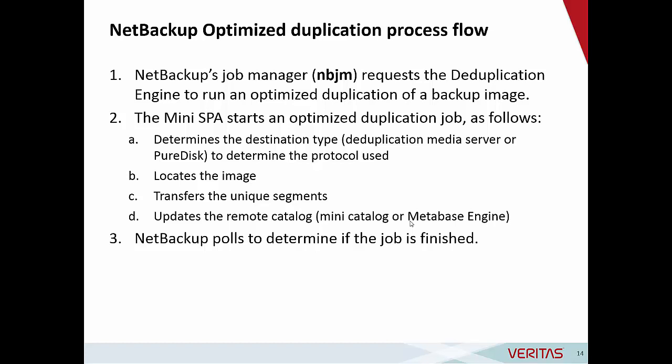Now, as a reminder, optimized duplication, or updupe for short, is an OST function that allows a storage server to duplicate data directly to another storage server. That's an updupe. And so this might be a storage server that's a media server. In the case of an MSDP, it might be an appliance. You might have an updupe where the appliances are duplicating data directly between them without going through a media server.